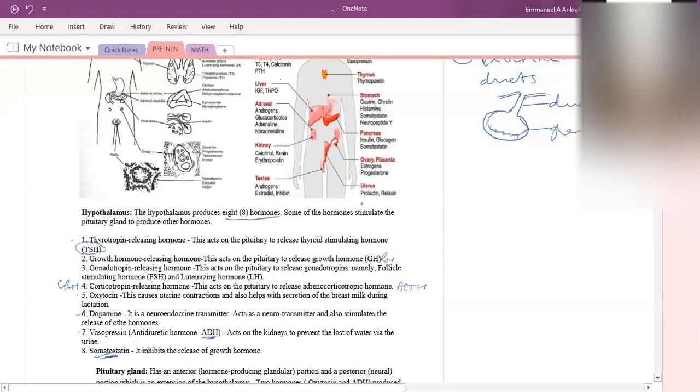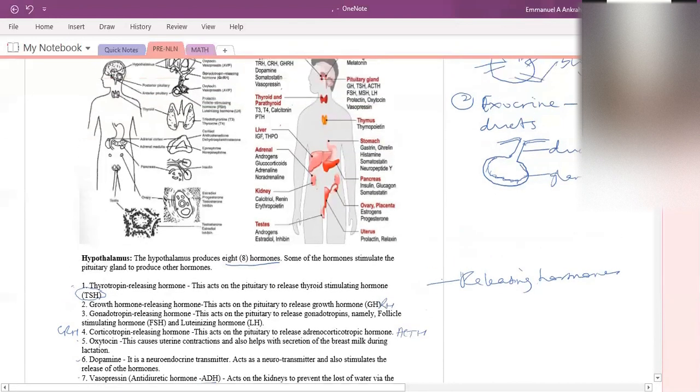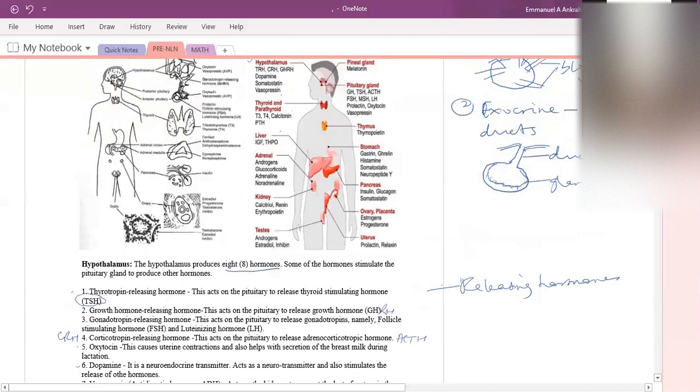What you have to remember is the fact that most of them act on the pituitary gland, to cause it to produce more hormones. That's why we call them releasing hormones. The releasing hormones. Okay. Stimulates the pituitary to release more hormones. So that's what the hypothalamus does. Okay. But we'll concentrate more on the pituitary gland.